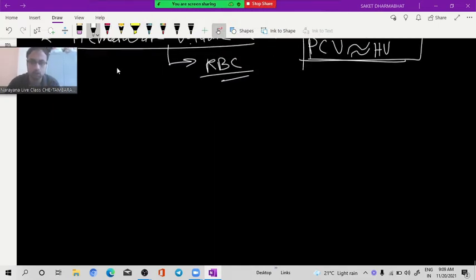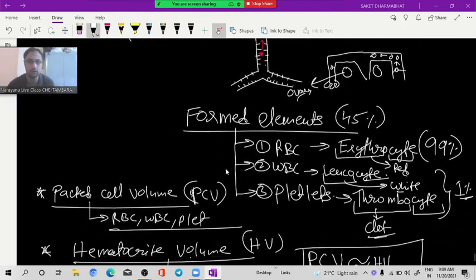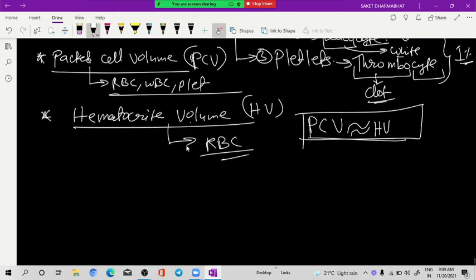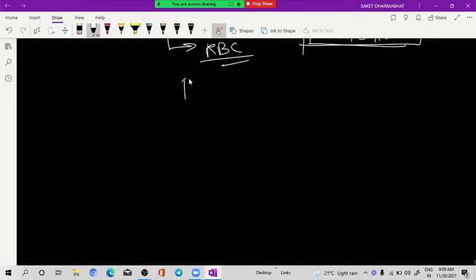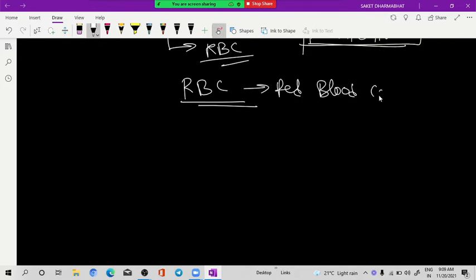Okay. So let's see. First of all, we are going to talk about RBC. Put the heading RBC. So here RBC is called as what? Red blood corpuscles.